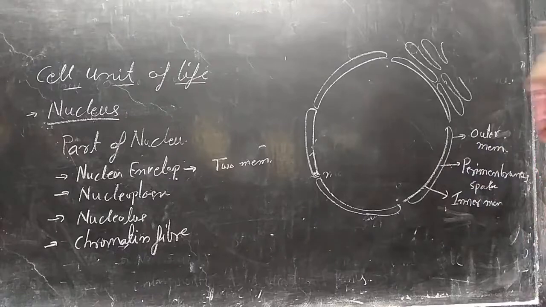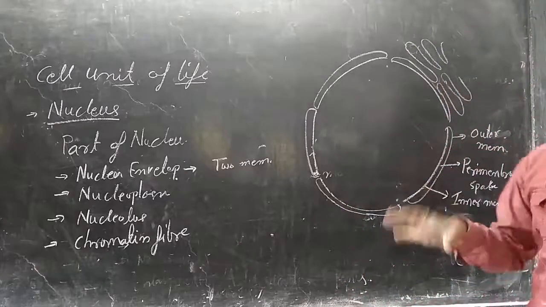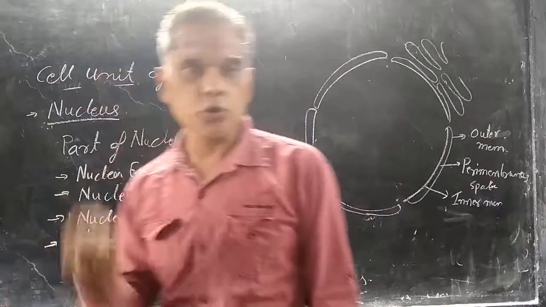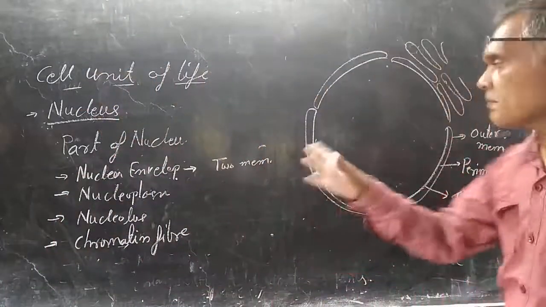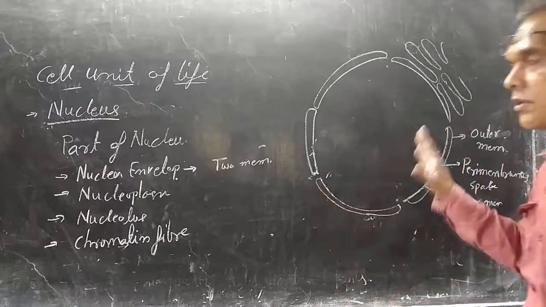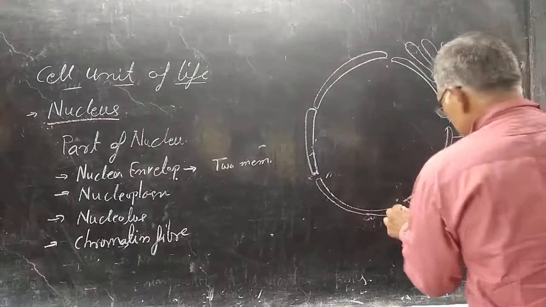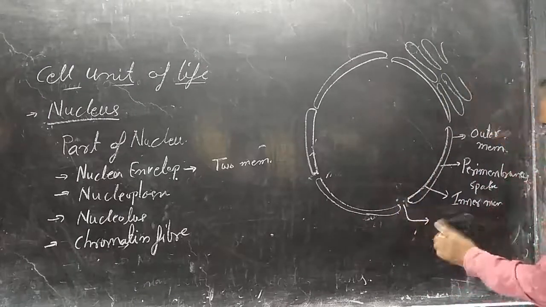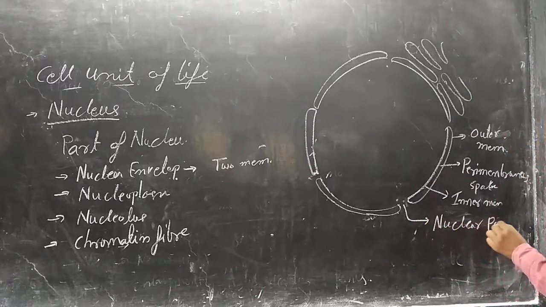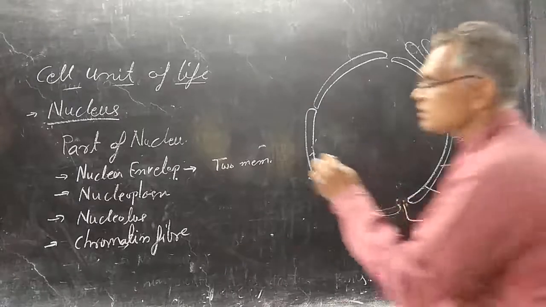The composition of the nuclear membrane is that it is made up of lipid and proteins, like the cell membrane. All the cell organelles are made up of lipids and proteins, like the plasma membrane. So the nuclear membrane is also made up of lipids and proteins. These are the nuclear pores that connect the cytoplasm and nucleoplasm.